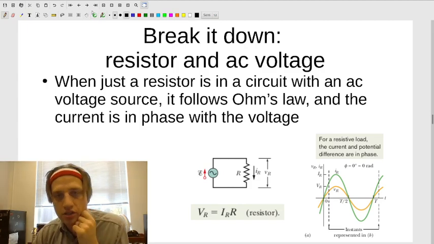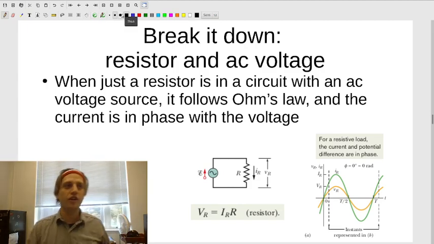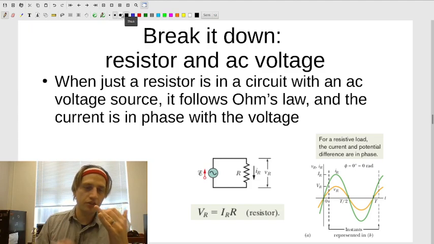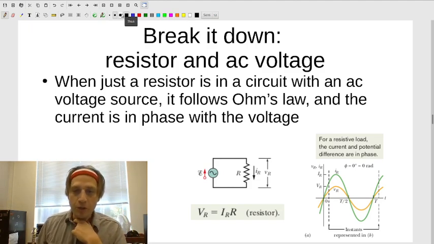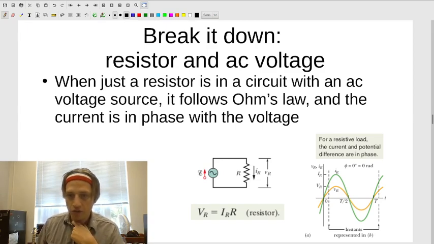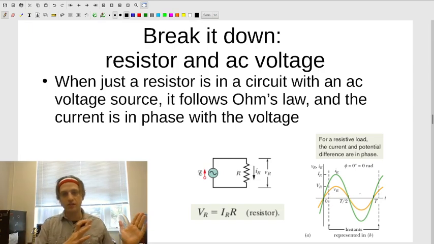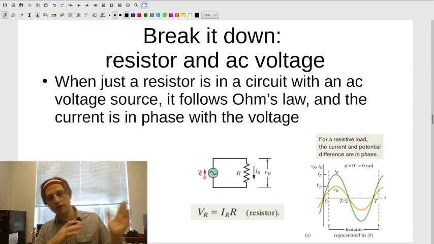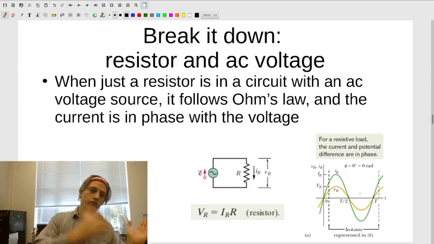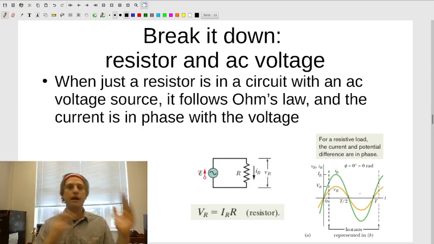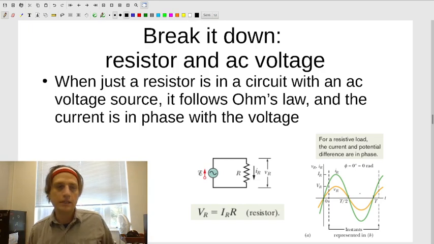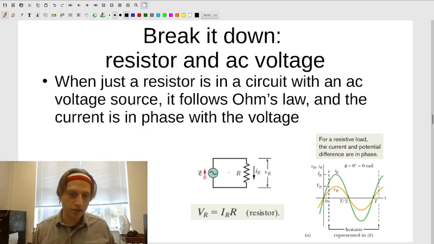So just to break this down, an RLC circuit has a resistor, an inductor, and a capacitor. If we just had a resistor, it would be easy, because our voltage goes up, our current goes up. Our voltage goes down, our current goes down. In that case, your voltage would be pointing one way, your current would be going the same way, just going back and forth. And so if you just have a resistor, it's following Ohm's law like normal, no big deal.